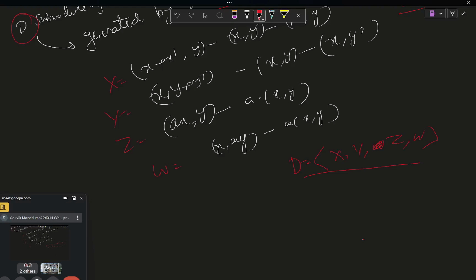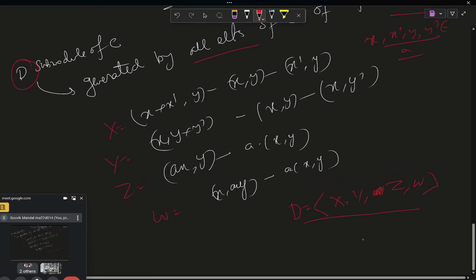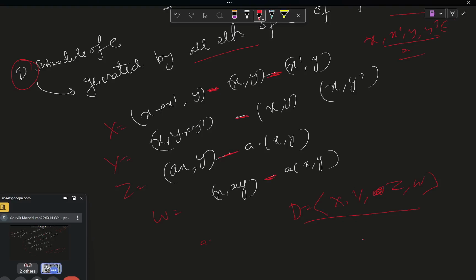We have (x plus x dash, y) minus (x, y) minus (x dash, y). Similarly, here everything is minus. These are just elements, and since we are in a module, minus makes sense, correct? So these are particular types of elements, where x, x dash, y, y dash, and a are all varying. There is some particular type of element by which we are generating the capital D.